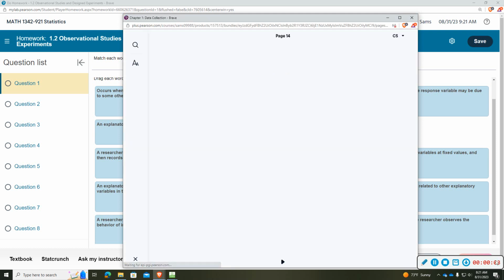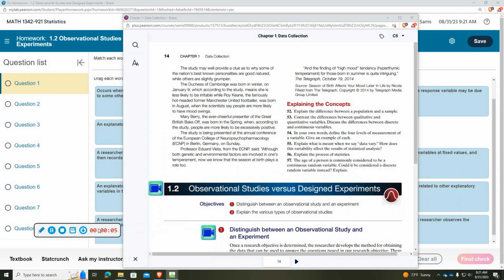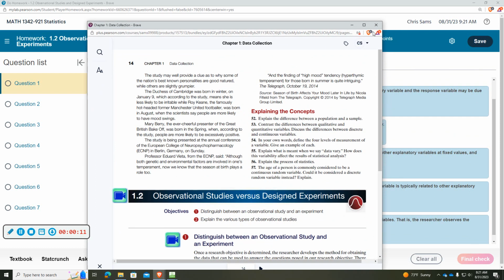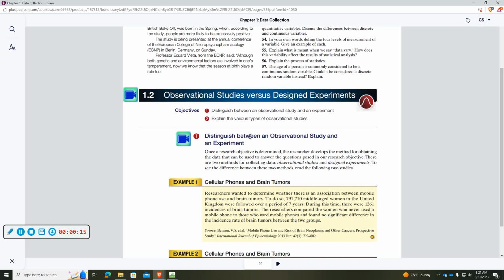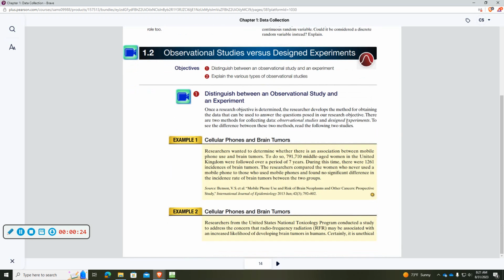All right, today we're going to be looking at section 1.2, observational studies and designed experiments. I'm going to walk you through some of the learning objectives. I want to distinguish between observational studies and experiments, and then explain various types of observational studies. Right in the beginning, they give you an example of two types of studies, so you want to read over those and see the information there.